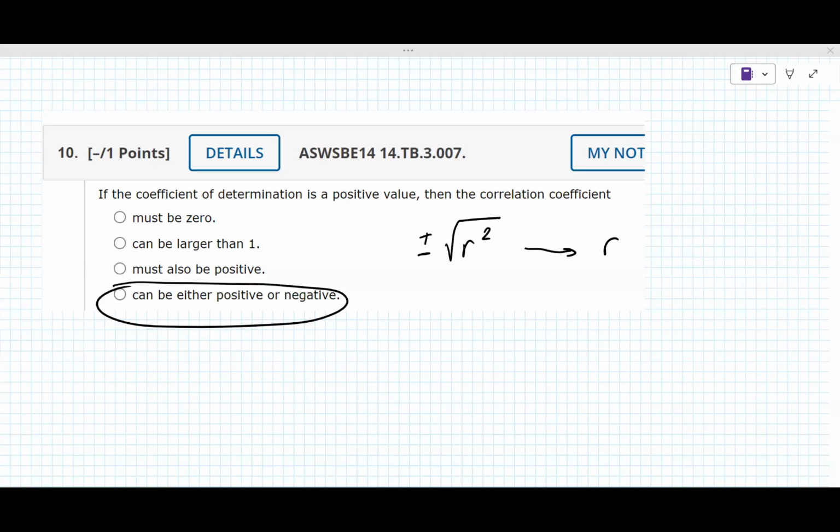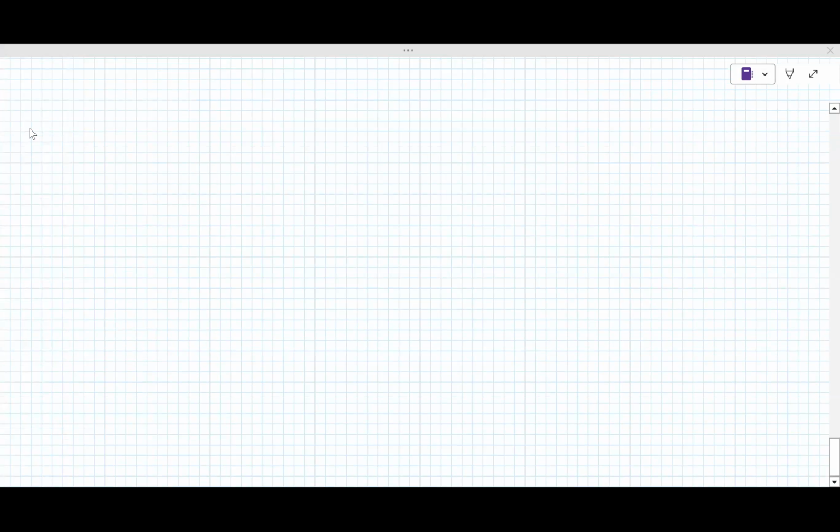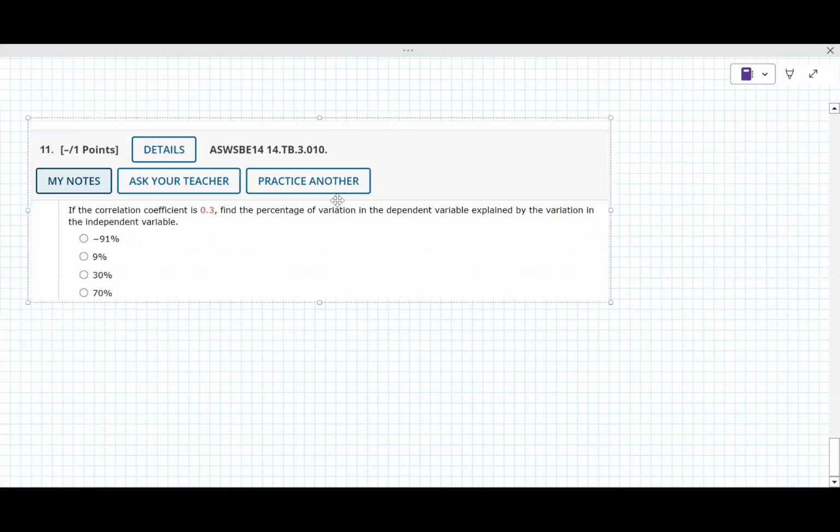Okay, next problem here. Yeah, you definitely get something on coefficient of determination and correlation. All right, if the correlation coefficient is 0.3, that's R. R is the correlation coefficient. The coefficient of determination is R squared. To go from R to R squared, well, it's pretty clear. You have to square that value. So you've got to square 0.3.